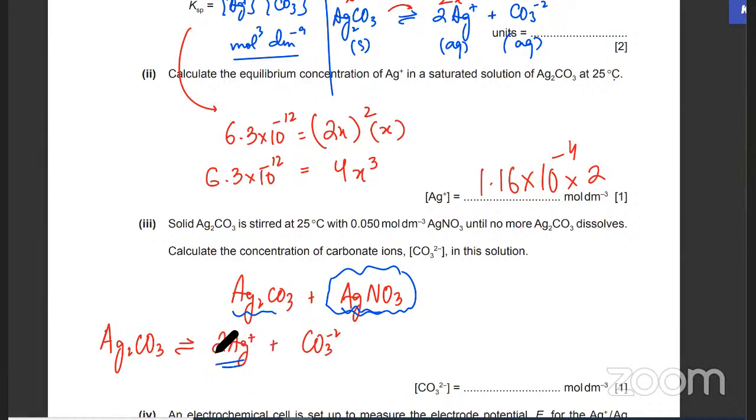So what happens if the solution already has silver ions? Where would the equilibrium shift? Backwards, towards the left. So the solubility of silver carbonate is going to decrease. Silver carbonate is going to be less soluble in silver nitrate because of the common ion, because there are already too many silver ions in the solution. So the concentration is high, so the equilibrium would shift to the left. So what is the concentration of silver ions now? That's given, that's 0.05 mole per dm cube, right?